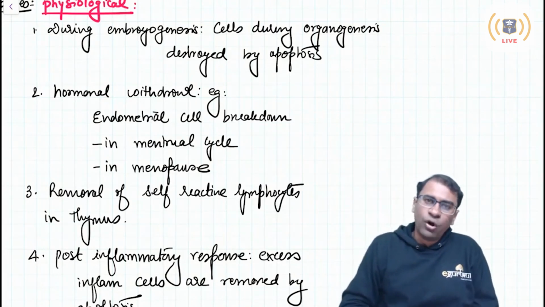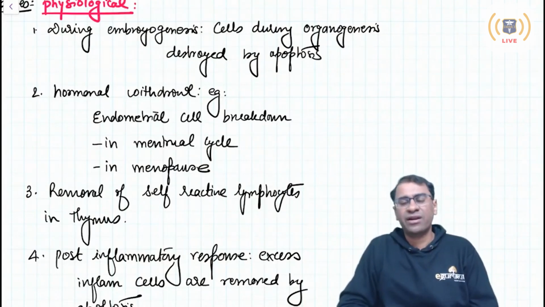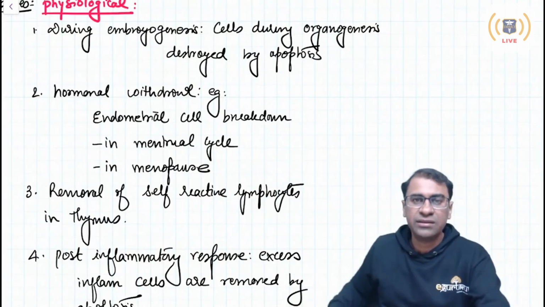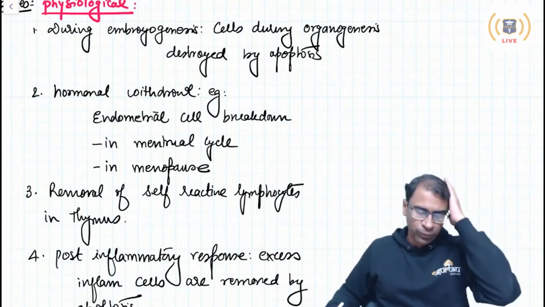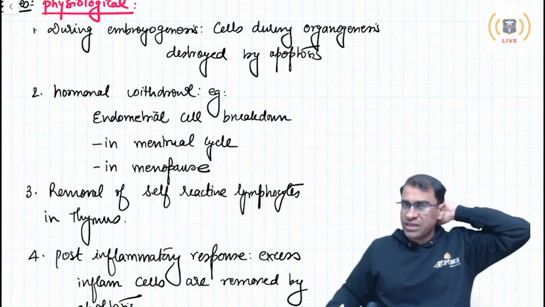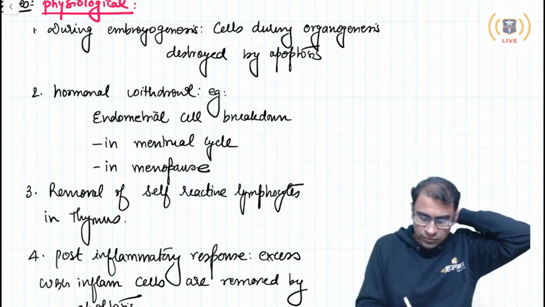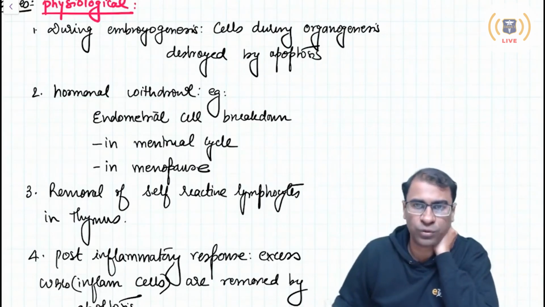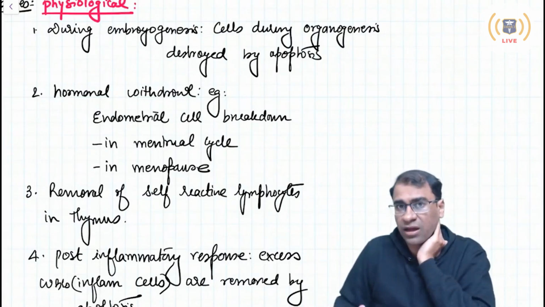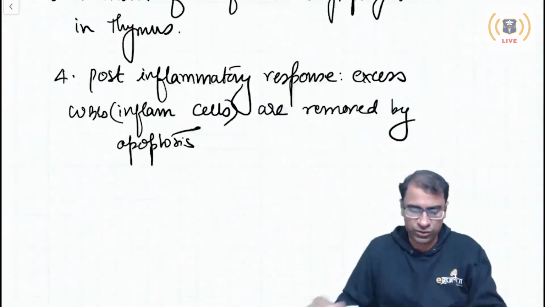Next is hormone withdrawal. Next is removal of self-reactive lymphocytes in the thymus. Fourth is post-inflammatory response. That means excess inflammatory cells like WBCs are removed by apoptosis. Okay, but the question is, does it occur also in pathological situations? Definitely yes. Let's see those.